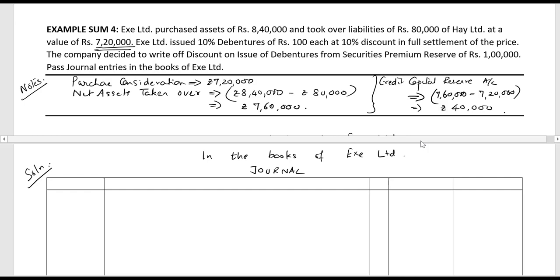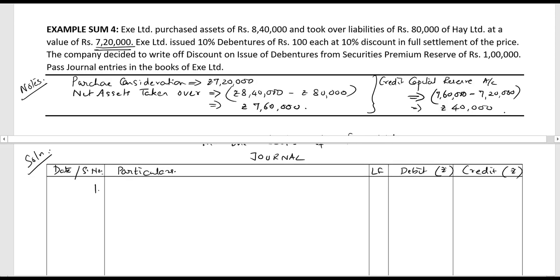Journal. We have date / serial number, particulars, LF, debit rupees, and credit rupees.